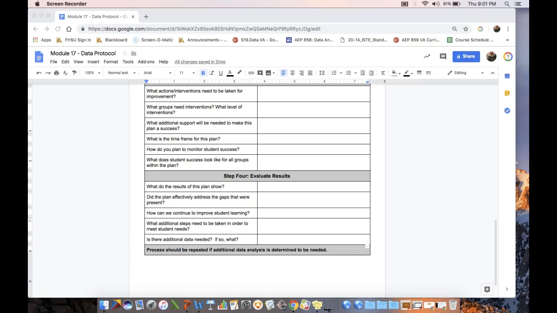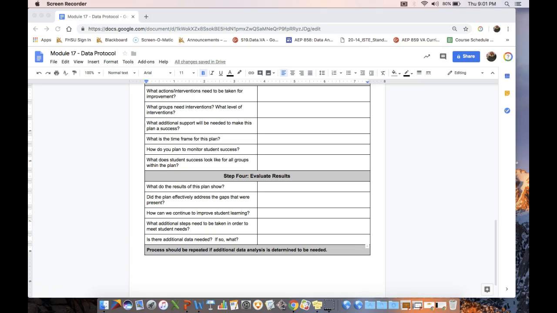Step four, we're going to then take our results from our plan and evaluate them. So first off, we'll look at what do the results of this plan show. Was there success? Did the plan effectively address the gaps that were present? How can we continue to improve student learning within our school? And then what additional steps need to be taken in order to meet the students' needs? Is there a need for additional data? And if so, what is it? If it is determined that there is additional data analysis needed, then the process will be repeated by our teachers.